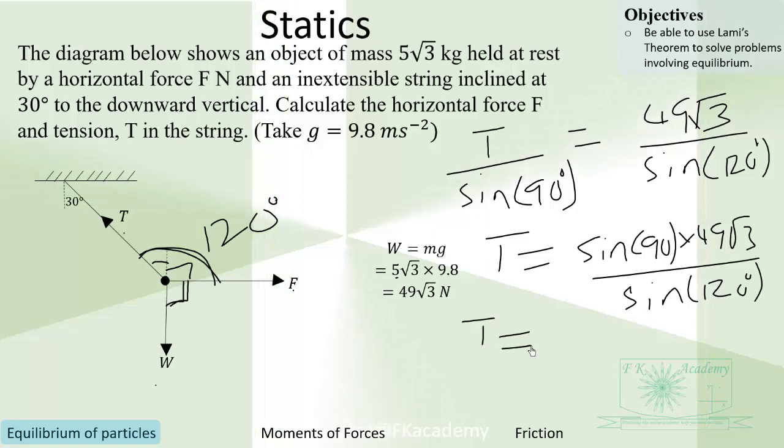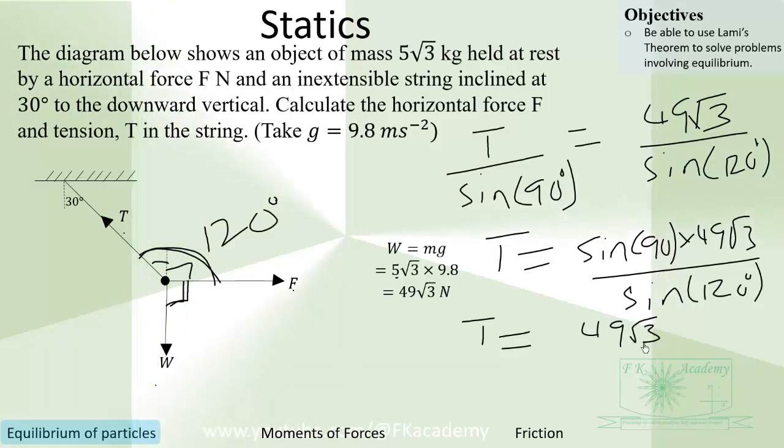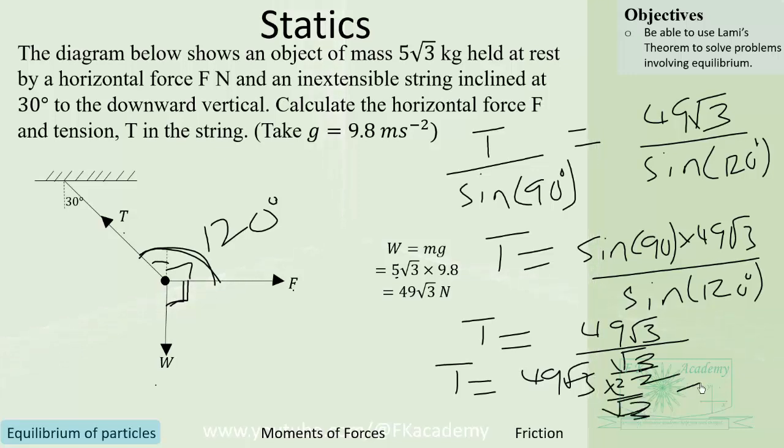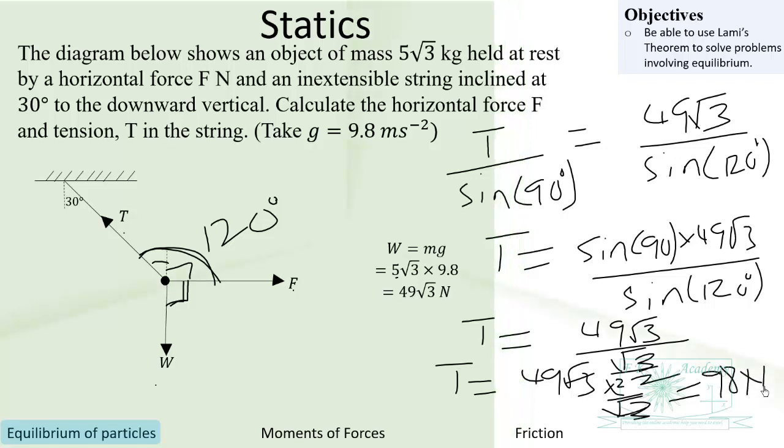Sine 120 is the same as √3 over 2. So the whole thing will become 49√3 all over √3 over 2. So this will simplify to 49√3 times 2 over √3. So the √3 cancels to give us 49 times 2, which is 98 newtons.